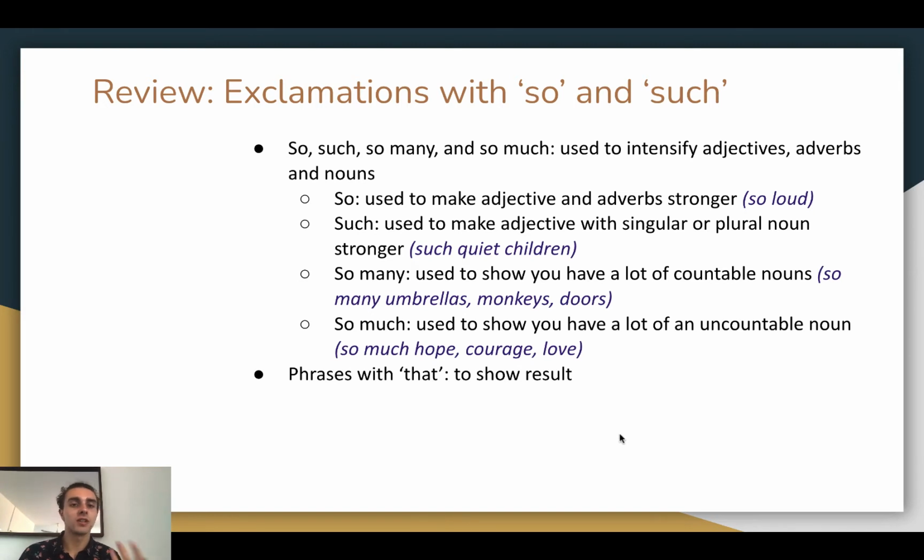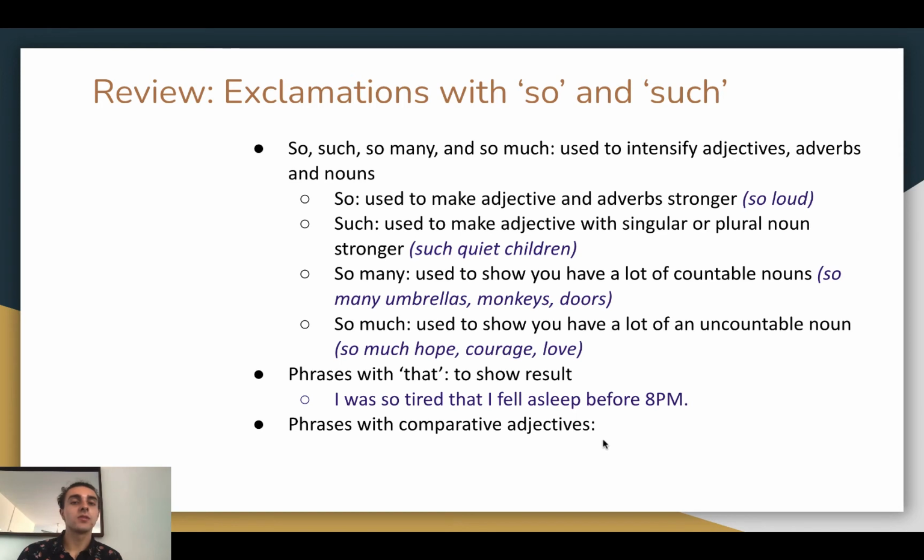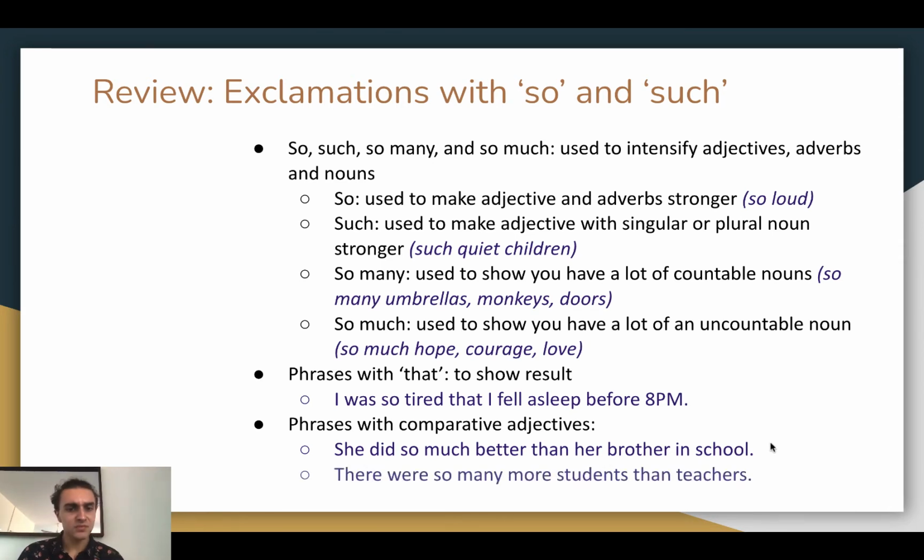We can use so and such in phrases with that to show results. An example is, I was so tired that I fell asleep before 8 o'clock. We also use so and such with comparative adjectives. For example, she did so much better than her brother in school, right? So we use so much with a comparative adjective to facilitate the comparison. There were so many more students than teachers, right? More, again, is a comparative adjective. We use so many with that to do the comparison.